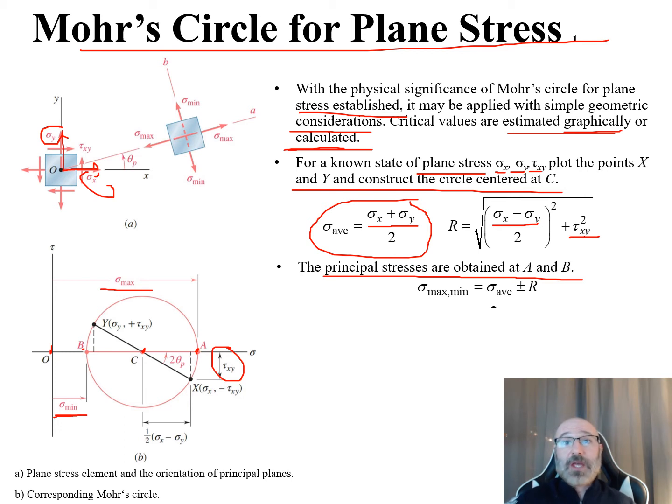And then we have this relationship that we can see here, that our sigma max and sigma min is going to be our sigma average right here, that we calculated from this right here, plus or minus our R value, which is obtained from this expression right here.